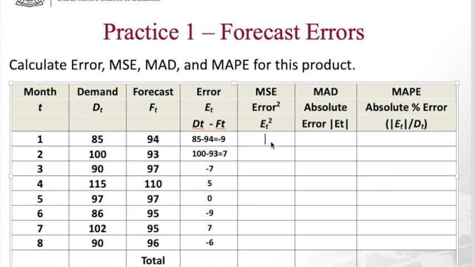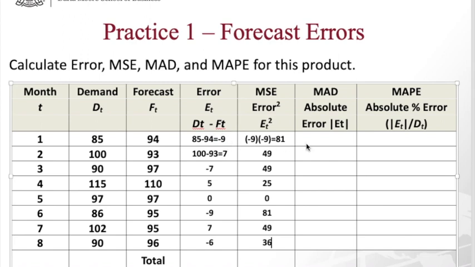Then we need to do the squared error. That will be basically minus 9 times minus 9, which equals 81. That's the squared error: 49 for 7 times 7, 49, 25, 0, 81, 49, and 36. So we're just taking the error and multiplying it by itself.